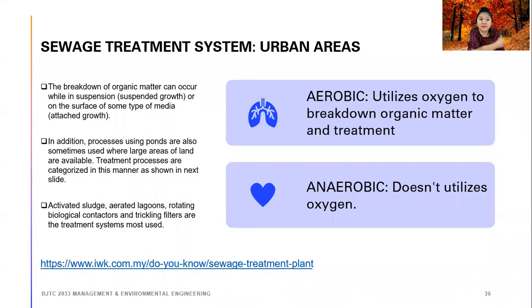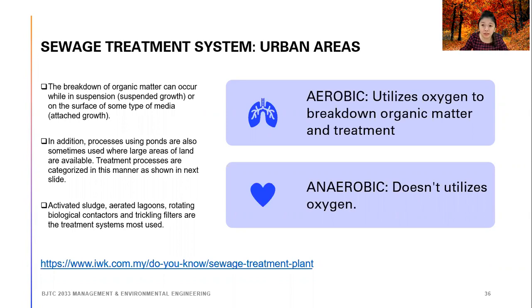Right. So for urban areas, we actually have the aerobic type and also the anaerobic type. So for aerobic, you need to utilize oxygen to break down the organic matter. But for anaerobic, we don't need any oxygen. So the breakdown of the organic matter can occur while in suspension or on the surface of some types of material. In addition, processes using ponds are also sometimes used where large areas of land are available. So there are some examples for these urban areas. We have activated sludge, aerated lagoons, rotating biological contactors, and trickling filters as the treatment systems that are mostly used.